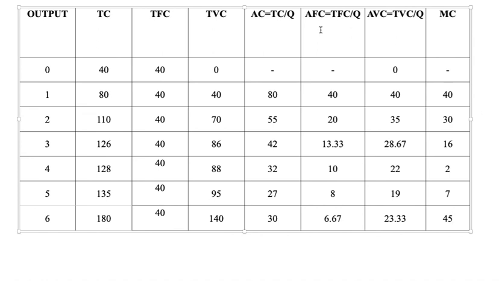So this is how we can calculate different costs based on the given data set. Here we could calculate total fixed cost, total variable cost, average fixed cost, average variable cost, and marginal cost when we were only given two variables: one is output and the other is total cost.